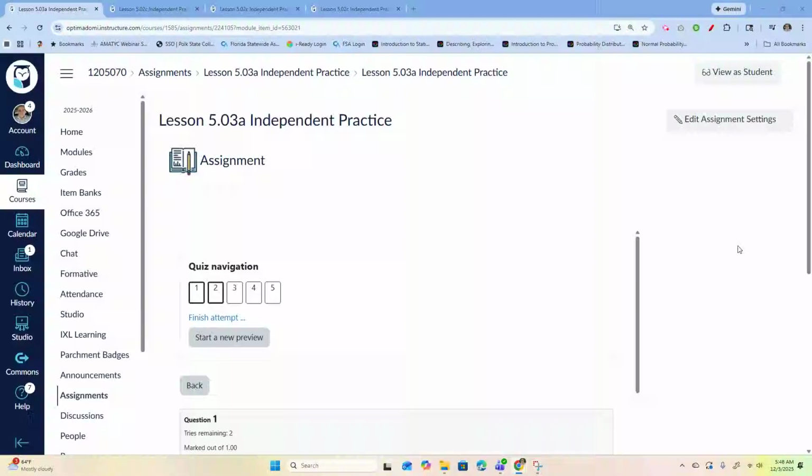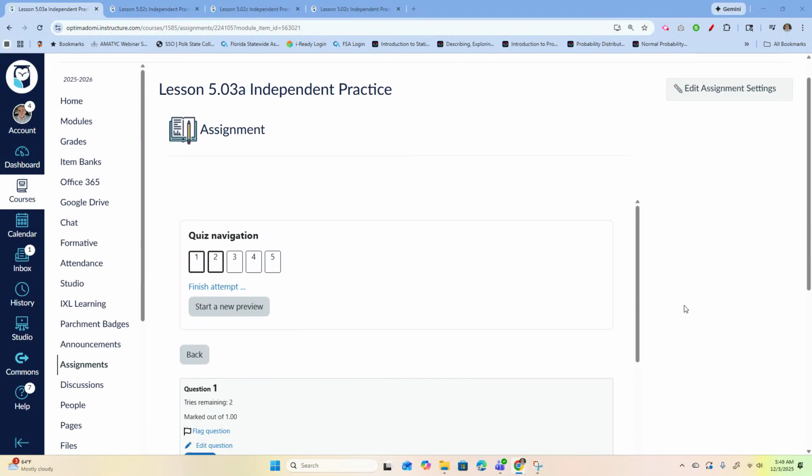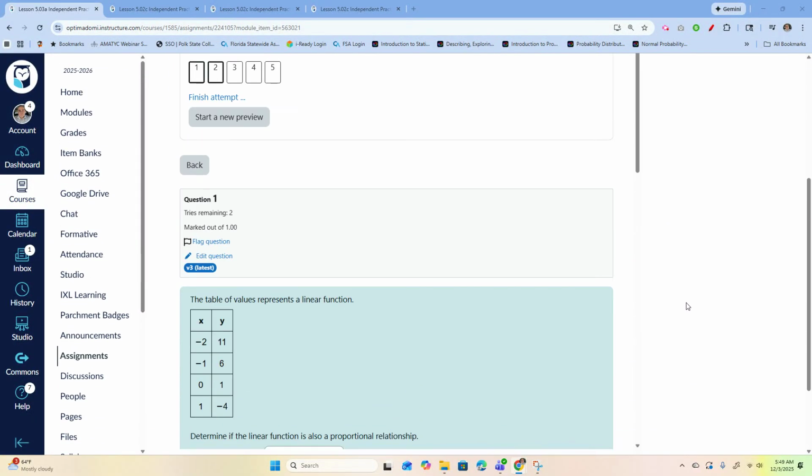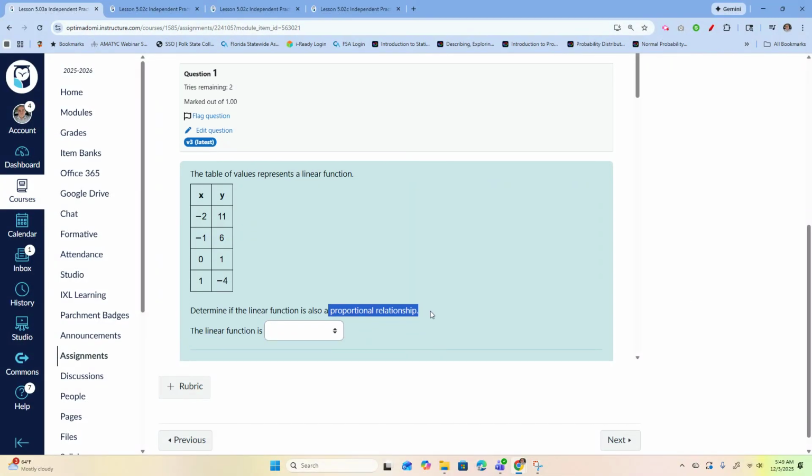All right, here's lesson 5.03, independent practice. Here's how you do this. Here we're working with what is called proportional relationship. See, here's the word proportional relationship. And basically, we're going to check if a table, a graph, or an equation is proportional.